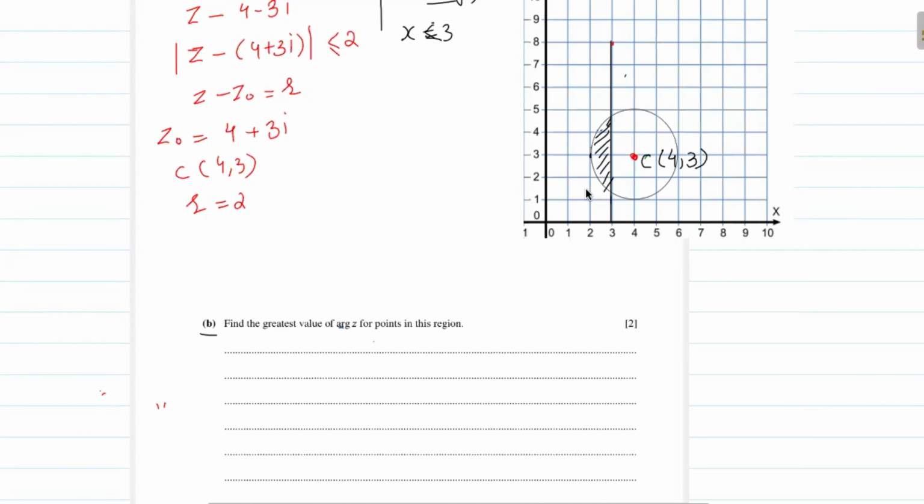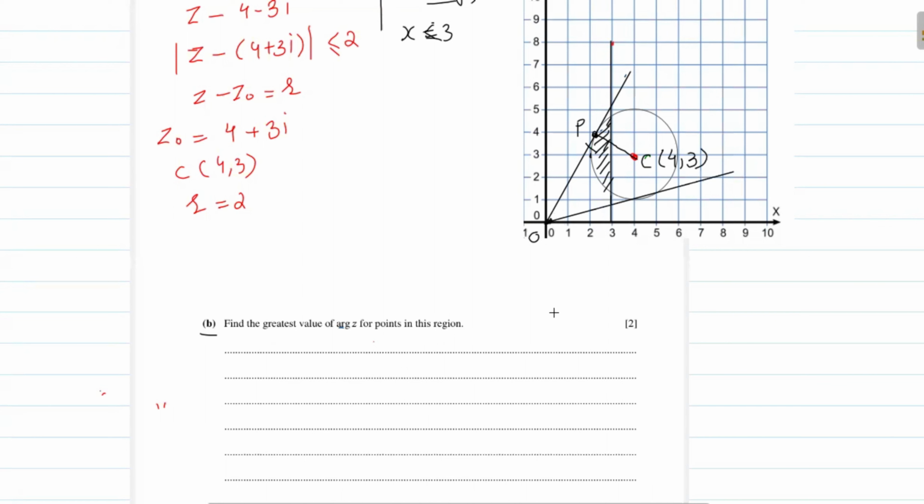This is the circular region. The greatest value of argument z we can find by drawing a tangent from the origin to the circle. You see here there are two tangents from this origin to the circle. One tangent shows the minimum argument and the second tangent shows the maximum argument. Suppose that this second tangent intersects the circle at point P. The length CP is the radius of the circle, and this will be at 90 degrees to the tangent.